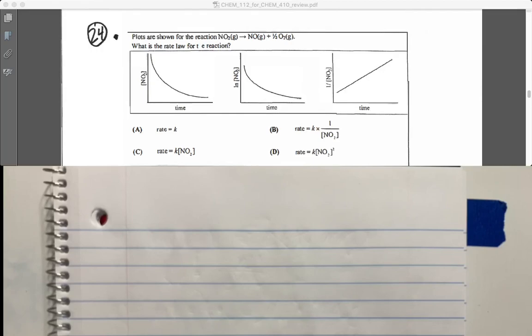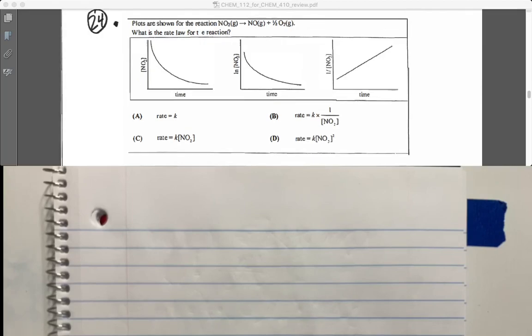This is another one of those plots that we have to figure out first. So the plot of 1 over the concentration of NO2 as a function of time is linear. So that means it's a second order reaction, and the only one that's a second order reaction there is D. Rate equals k times [NO2] squared.